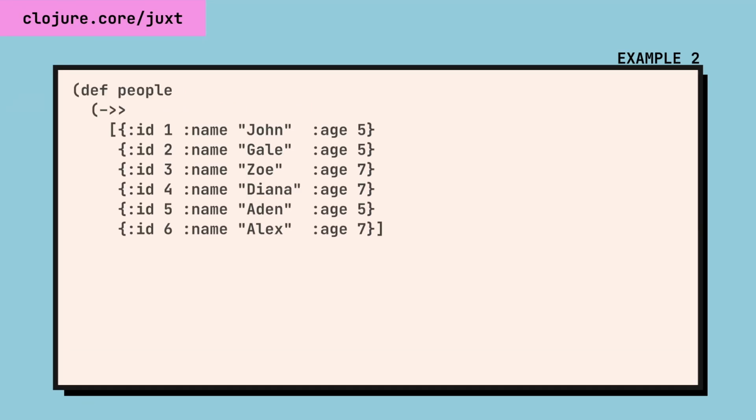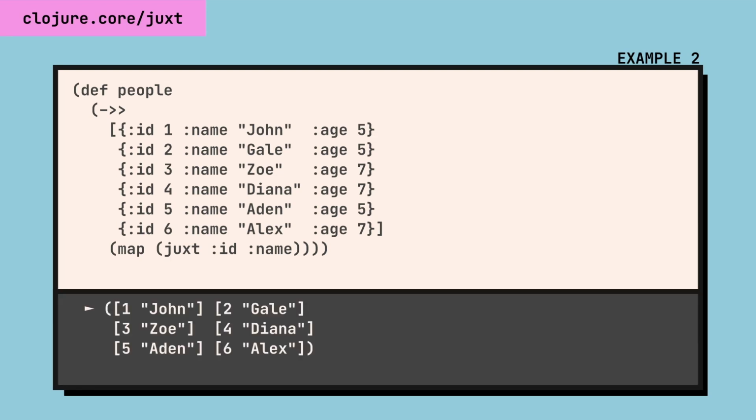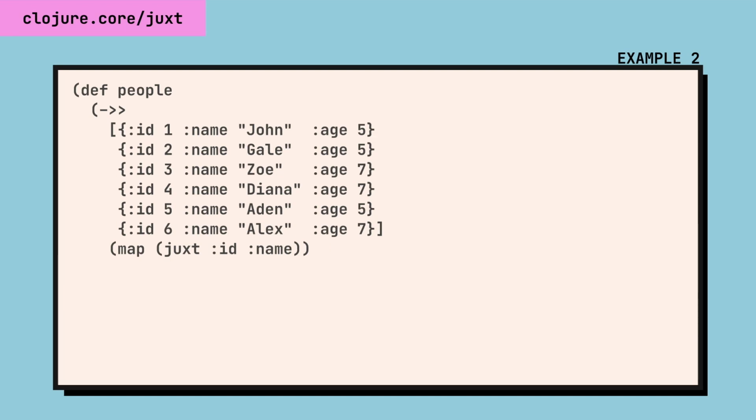More practically, juxt can be used to extract certain values from a collection of hash maps, in this case a person's ID and name. We can expand on this idea and create a lookup using the into function.